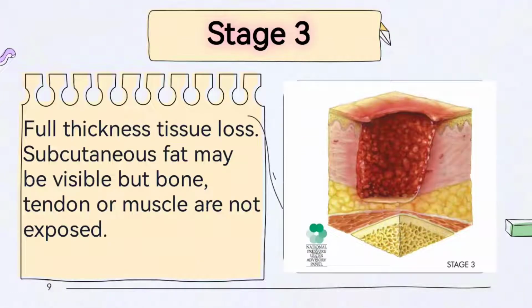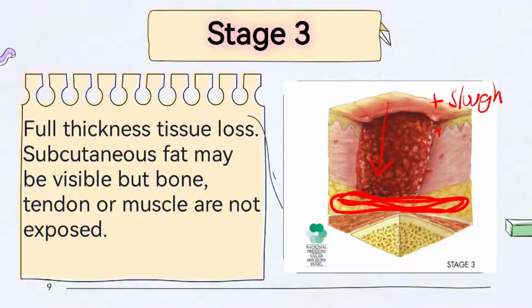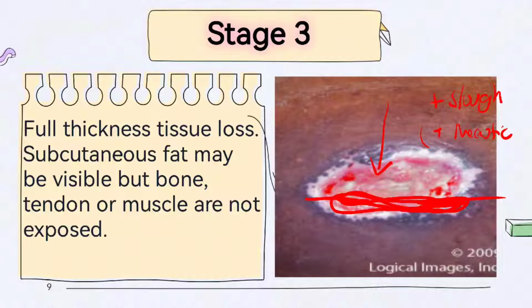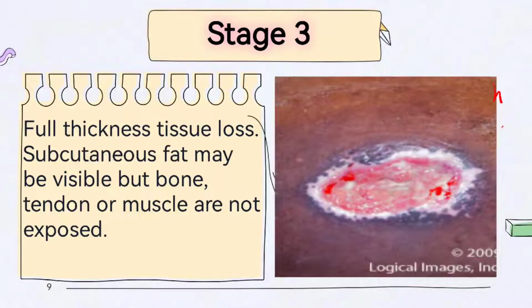Now next, let's go to stage 3. What happens in stage 3 is that the wound already goes deeper. We are now touching the subcutaneous fat. Slough may be seen. There will be necrotic tissue. But the depth will only be up until your subcutaneous fat. Just like this. Okay?